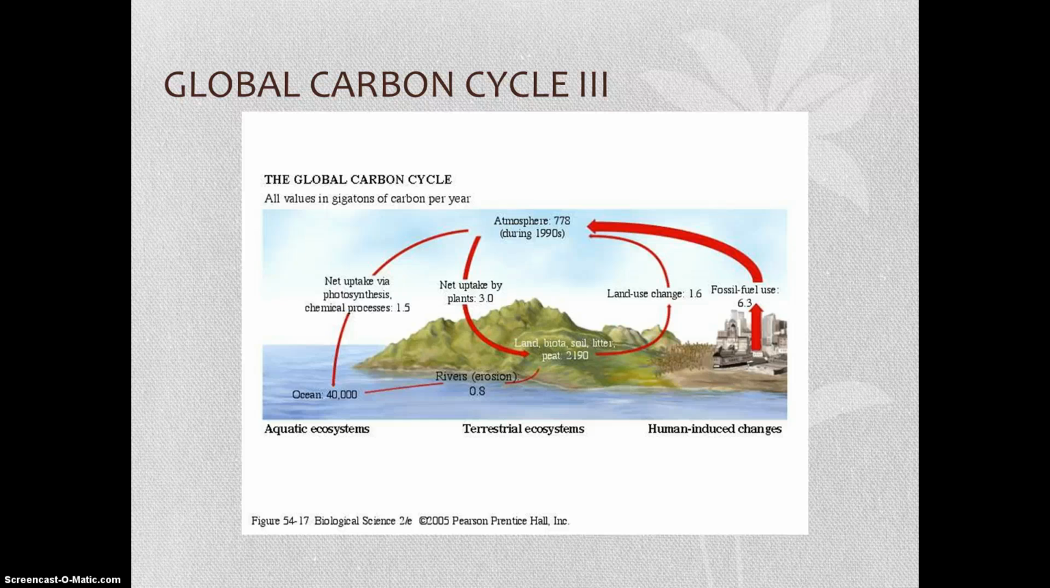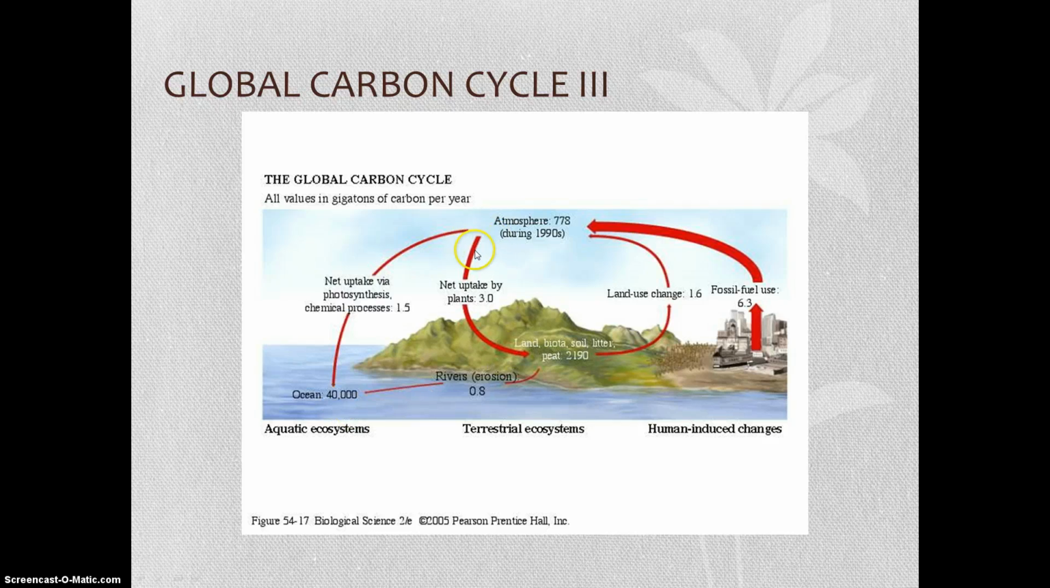This is another representation showing you the numbers of carbon movement, and this is in gigatons of carbon per year. And the arrows here are done so that you can see the sizes of what's going on. So carbon is taken out of the atmosphere by the ocean. It's stored in the ocean. It's also taken out of the rock through erosion and put back into the ocean.